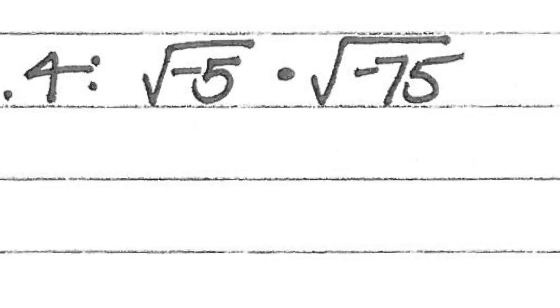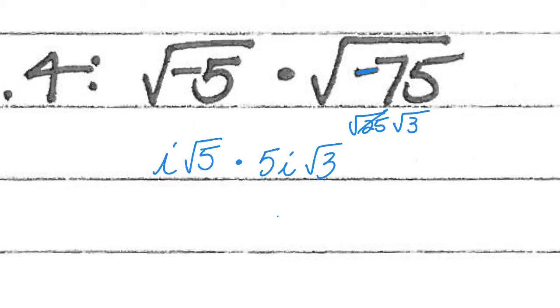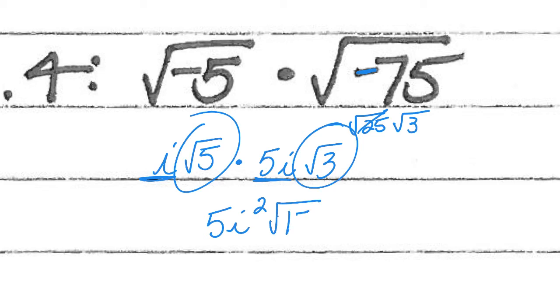Let's do another. We know to pull out our i's first. So if I have root negative 5, I'm going to have i root 5. I know 75 is 25 times 3. So 25 is 5. Don't forget your i because of that negative. Root 3. And when I multiply these together, i times 5i is 5i squared. Oh, we can keep going. And root 5 and root 3 is root 15. With my final answer, because i squared is equal to negative 1, it would be negative 5 root 15.